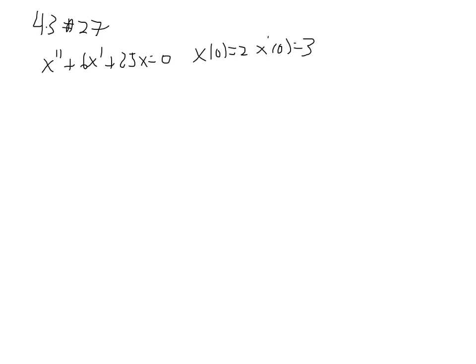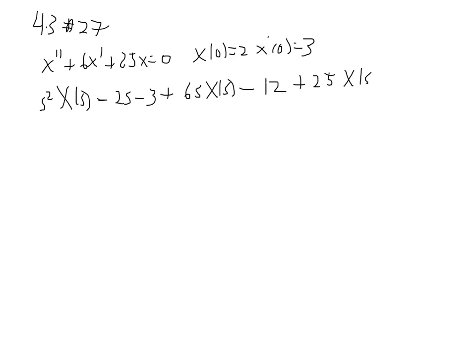Alright, this one. We have to use our theorem. So this is s squared capital X minus, it's going to be s times the original function, so that's 2s, minus the derivative, that's 3, plus, this one's going to be 6s x of s, minus 6 times 2 is 12, plus 25 capital X equals 0.